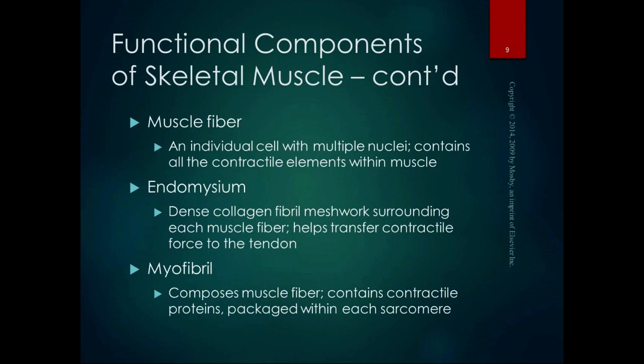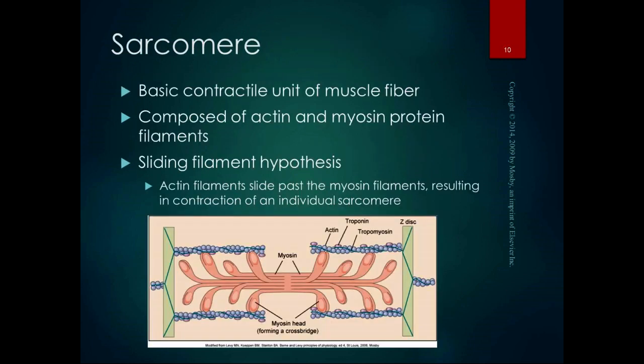Within the muscle fibers, we have the endomysium. It's the collagen fibril meshwork surrounding each muscle fiber, and it helps transfer that contractile force to the tendon. So those connective tissues around and within and just throughout the muscle are what are transferring the contractile force to the tendon. So a myofibril is the little part that composes the muscle fiber, and it contains the contractile proteins packaged within sarcomeres. So the sarcomere is the basic contractile unit of muscle fiber.